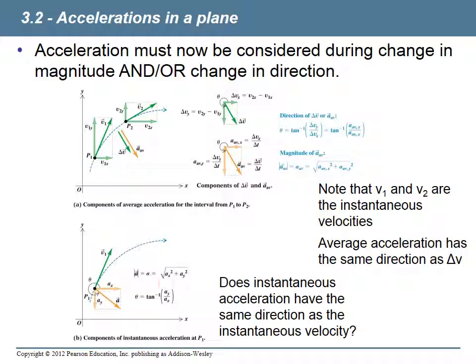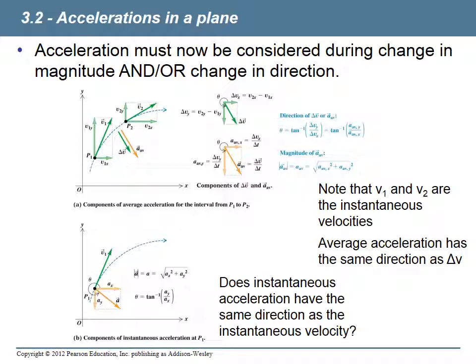Again, the magnitude of the instantaneous acceleration is the same thing from the Pythagorean theorem. It's the square root of the sum of the squares of the individual components. And the angle theta they would make in standard position, measured off the positive x-axis, would be the arctangent of the y component of acceleration divided by the x component of acceleration.